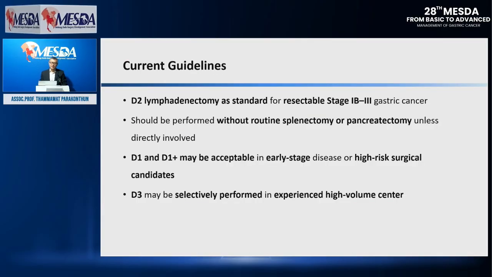So in the current guidelines, D2 lymphadenectomy is the standard for resectable stage 1B to stage 3 gastric cancer. And it should be performed without routine splenectomy or pancreatectomy to reduce postoperative morbidity. D1 and D1 plus can be acceptable for early stage or some patients with very high medical risk. D3 is not routinely recommended, but can be used in very selected patients with a very experienced surgeon in a high volume center.